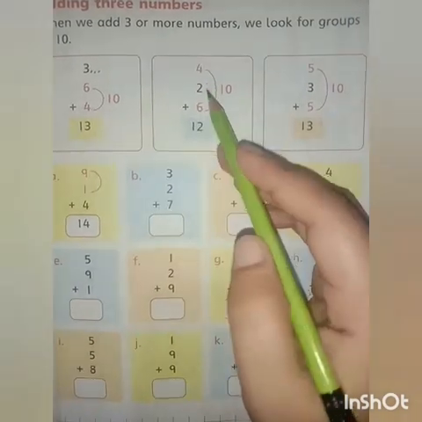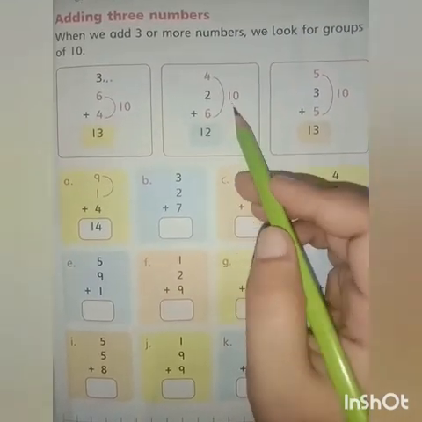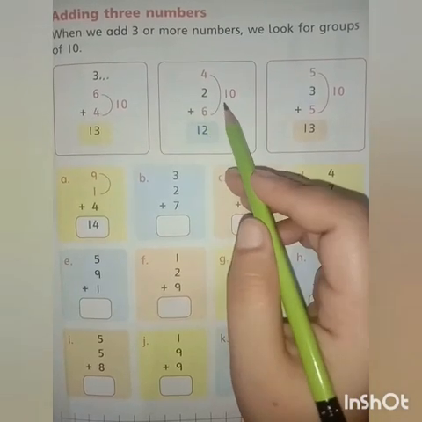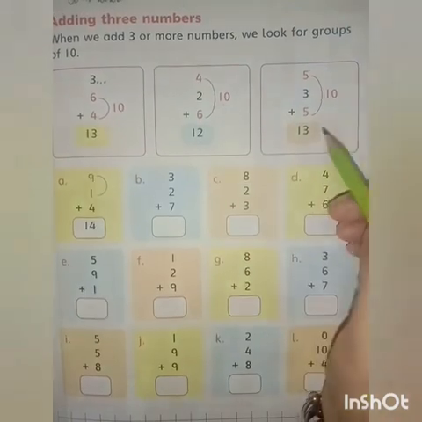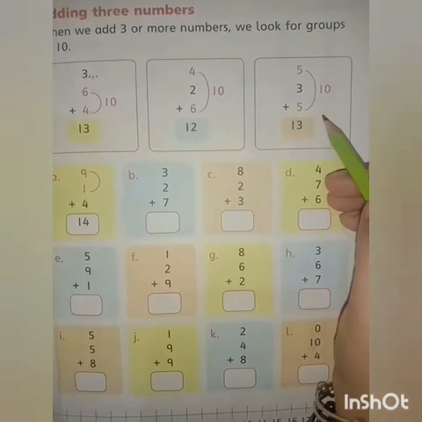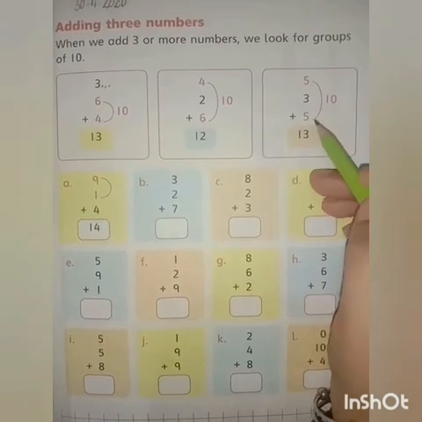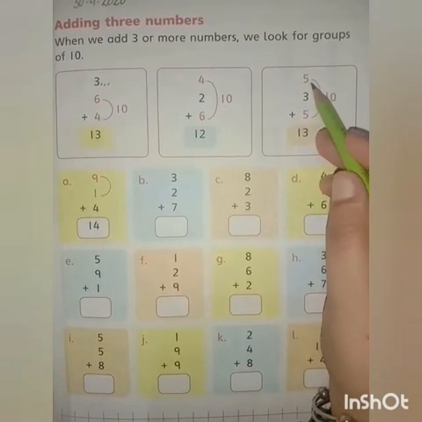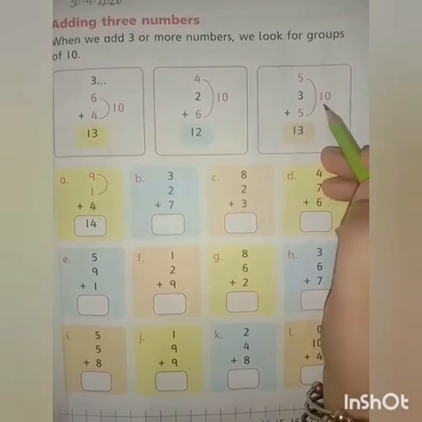When we add 6 and 4, it's the group of 10. We have to add 2 more to 10. The answer is 12. Another one. Here we have a different group of 10. 5 and 5. When we add these 2 fives, the answer is 10.